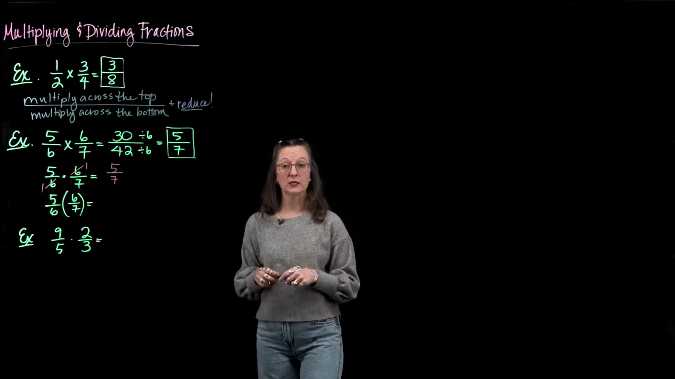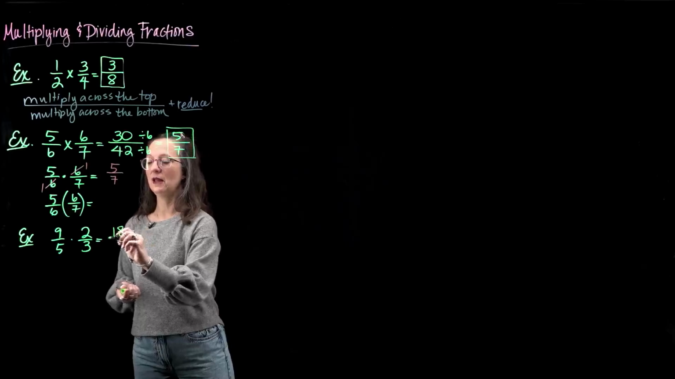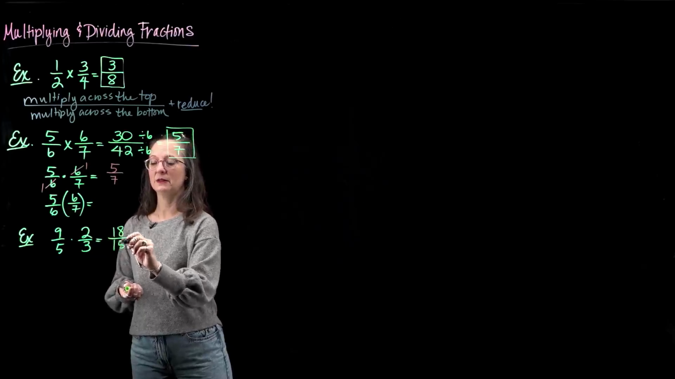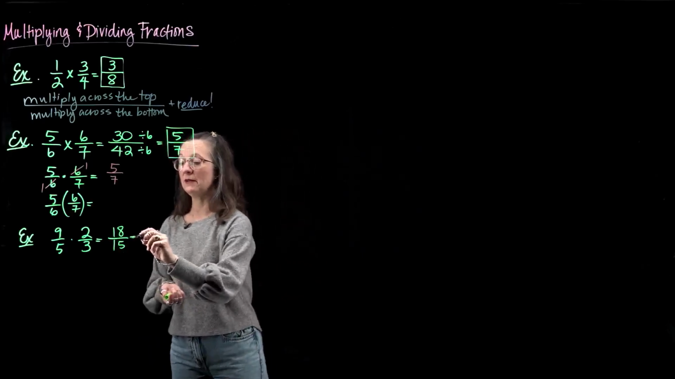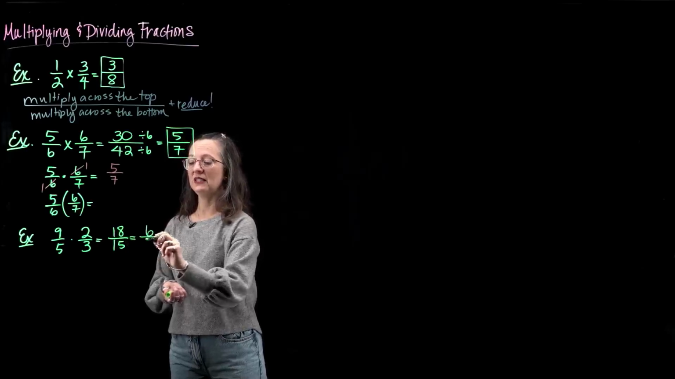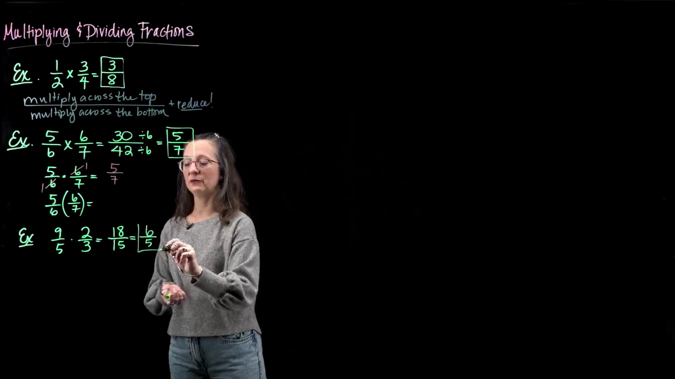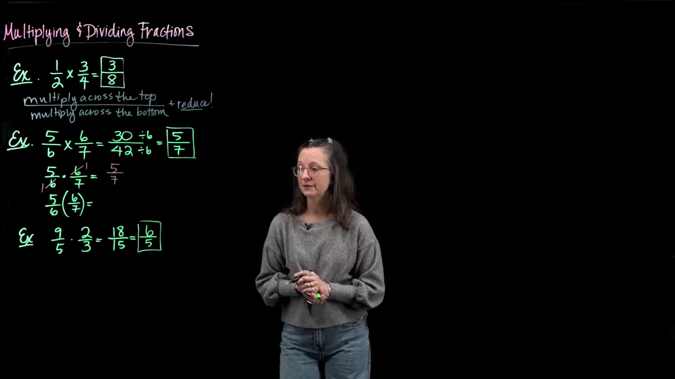All right, one thing we could do is multiply straight across to get 18 and multiply across the bottom to get 15. Both of those are divisible by 3. So 18 divided by 3 is 6, and 15 divided by 3 is 5, which gives us our final answer of 6/5.